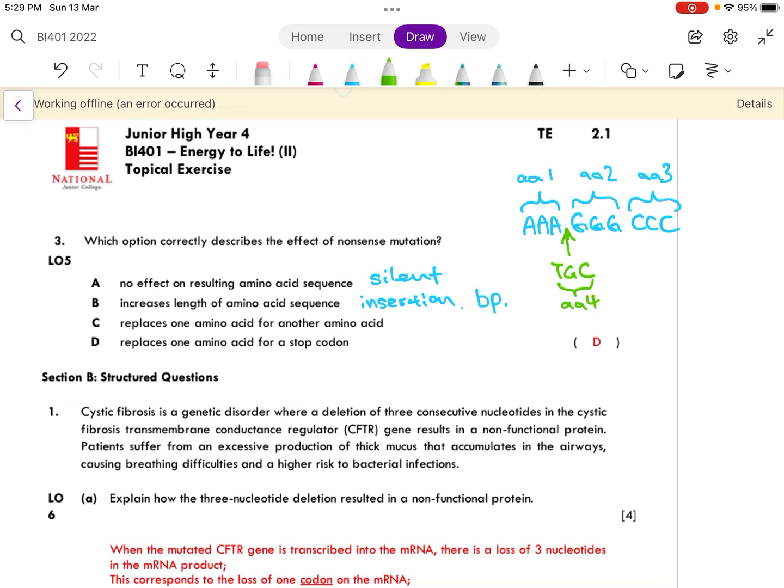Next, let's look at C. Replaces one amino acid for another amino acid. This is referring to a missense mutation. Missense mutation is a swap of amino acid if we change the codon. Last but not least, D. It replaces one amino acid for a stop codon. Okay, and that is what a nonsense mutation is. It refers to a change in a codon to become a stop codon. And I think one of the stop codons is UAG. Okay, so the answer is D.